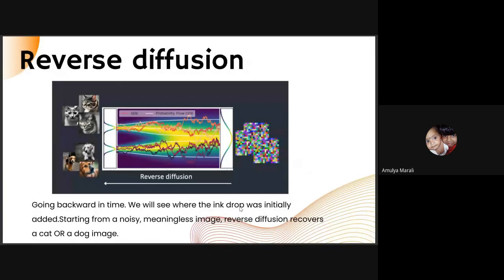So yeah, now the question is, now we have generated this completely cluttered image with a lot of noise. How are we coming back to this original image? This is where the reverse diffusion comes into picture. That is, we are recovering the image that you initially had from the noise that you created.